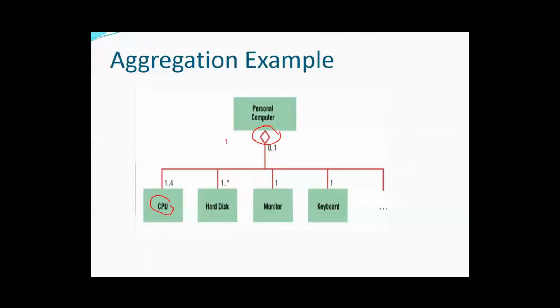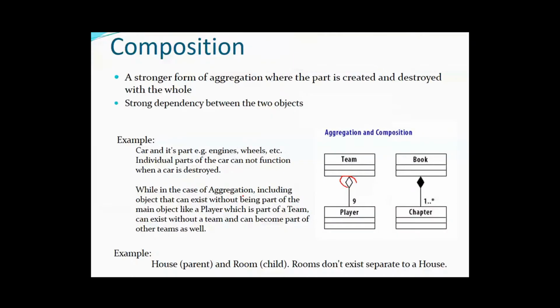When you feel that the relationship is part of, and this part cannot be separated, when you destroy the main part, the small part will be destroyed. That means a strong relationship, strong aggregation, which we call what? Composition. I have some examples already in the slide.